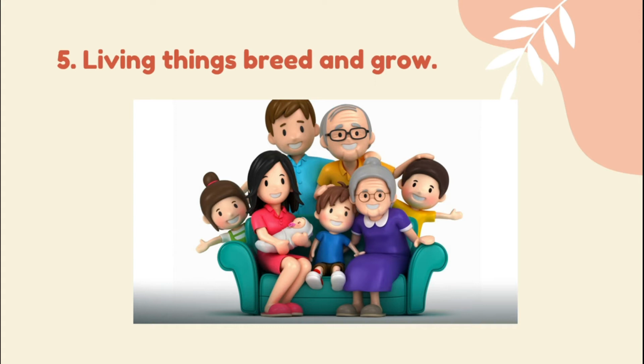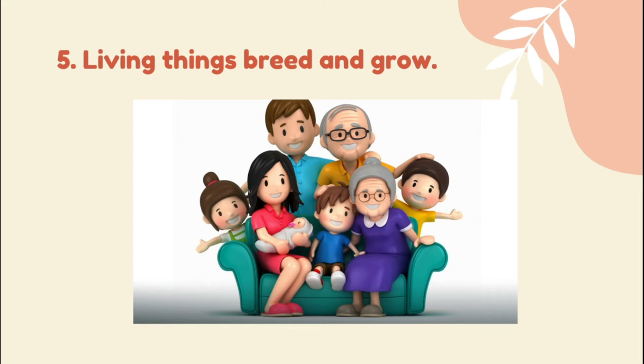Look at the picture. This is a family with old people and younger people. That means people give birth and reproduce. Living things reproduce their young to keep their species going. If humans don't have any children, that means humans will be no more.